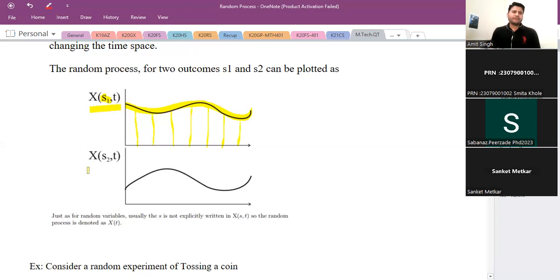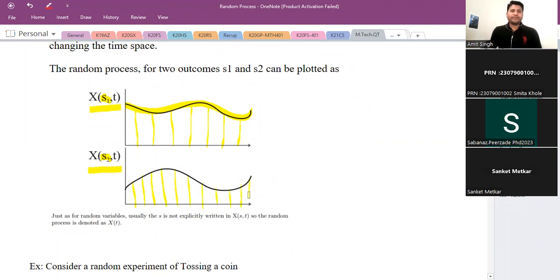At the same time, for some other event S2, I am taking some more events. S2 is an entry from the sample space and t is the time index or time unit here in this example. So this is the behavior with respect to time that this random process is having.